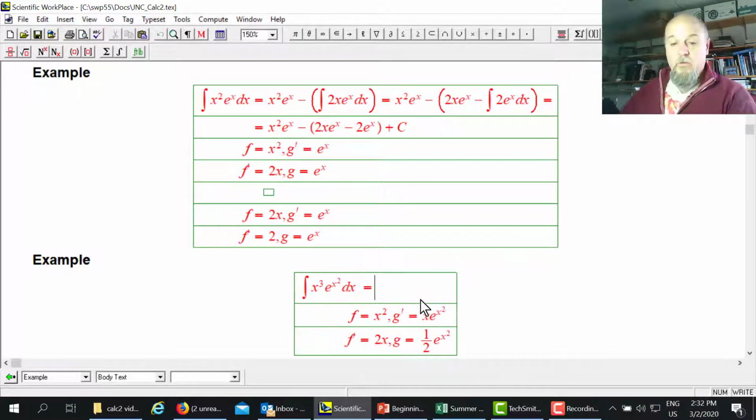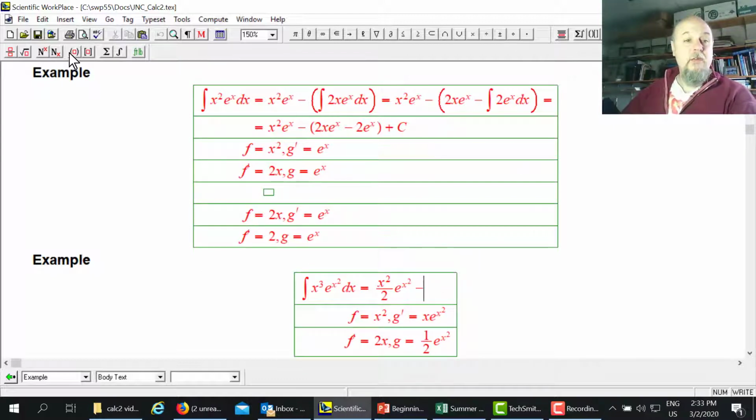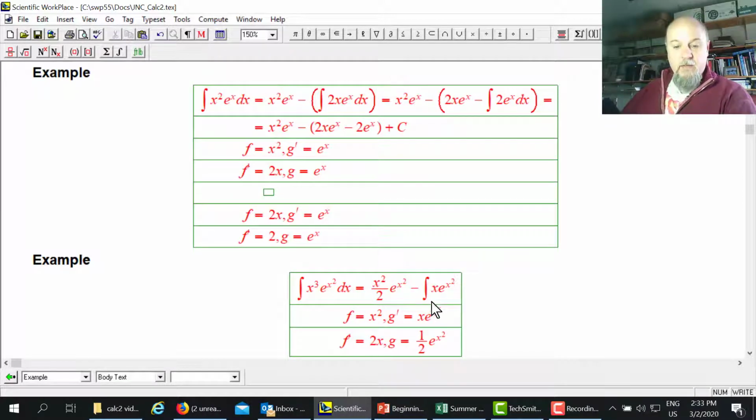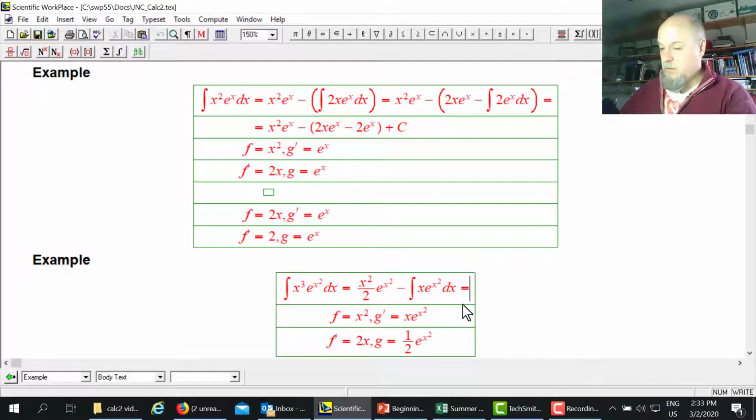All right, so equals, by parts, f times g. So x squared, f times g, minus the integral of the two things I made. The two things I made are the 2x and the 1/2. Oh, when I multiply these together, that 2 and that half are going to cancel. So I'm just going to end up integrating x e to the x squared dx, which I can do.